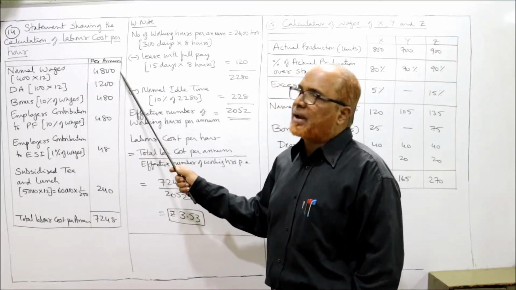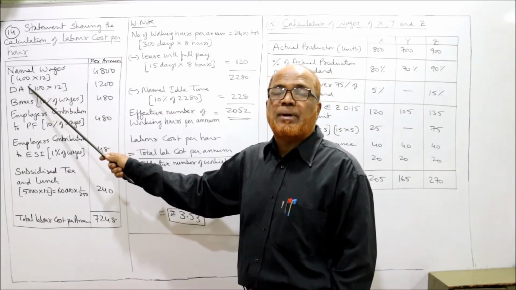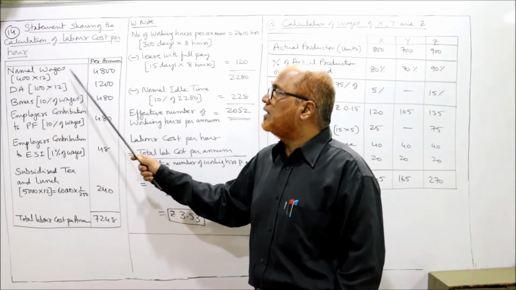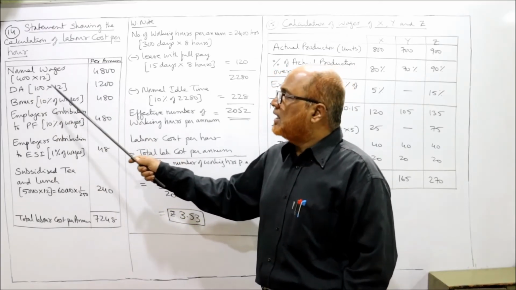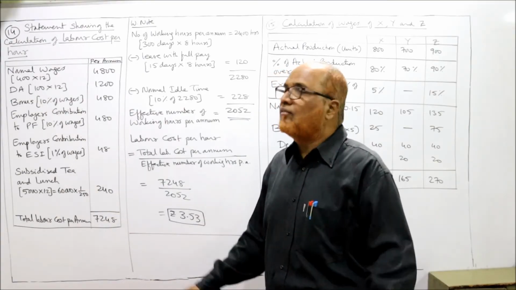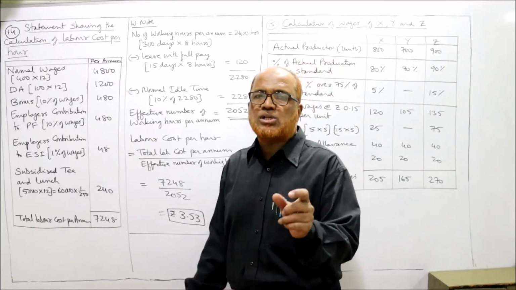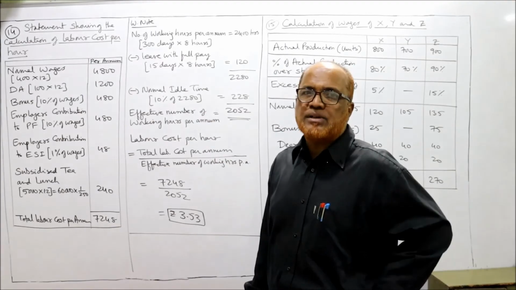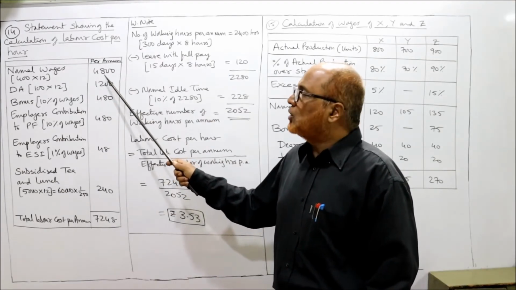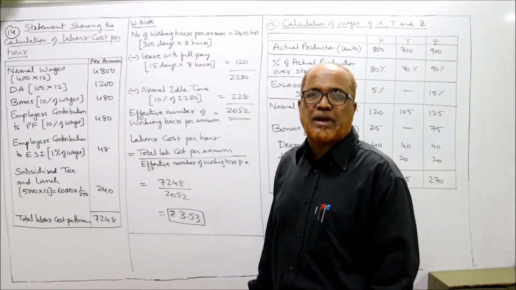So first we calculate per annum. Normal wages of 400 rupees per worker is paid per month. Per month 400, we need per annum. So multiply 400 into 12, 4,800. Then dearness allowance will be paid 100 rupees per month. Now we multiply by 12 to get per annum 1,200. Bonus is 10% of wages. How much are the wages for the year? 4,800. So 10% of 4,800, 480 rupees is the bonus per annum.